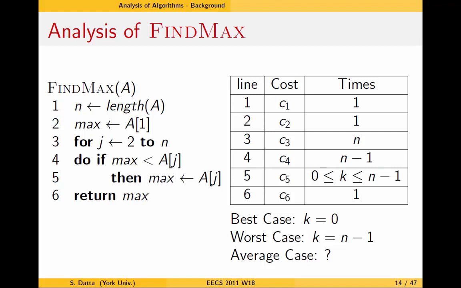Lines 3, 4, and 5 are parts of a loop, or they form a loop, right? For line 3, see the number of times is written as n, not n minus 1. Anybody guess why? Line 3, I claim, runs n times, but line 4 runs n minus 1 times. Why the difference?